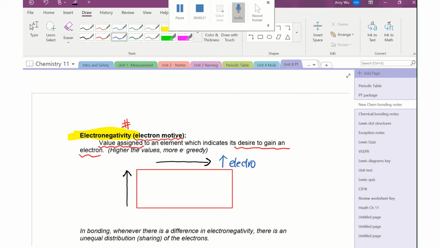So again, on the left hand side they are metals, so they don't want electrons, right? So they're not greedy. But on the right hand side they are non-metals, so they are greedy for electrons. So they have a high motive for electrons.